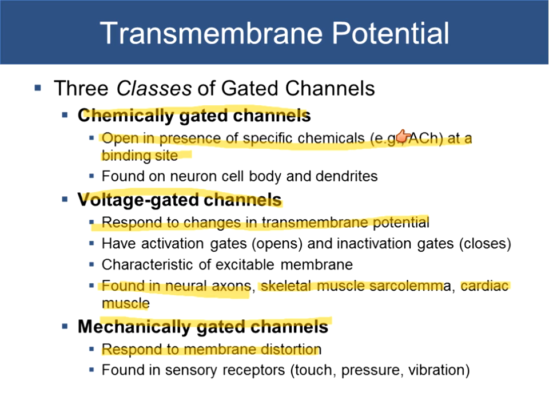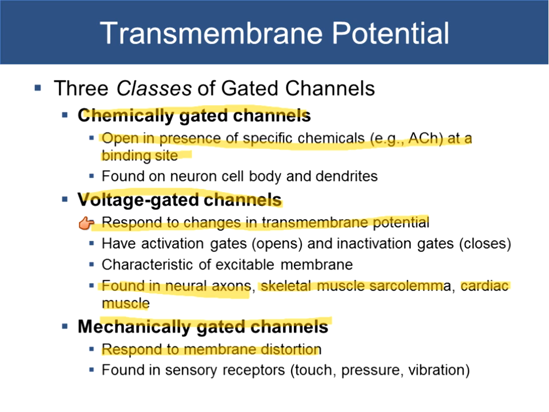But there are various other neurotransmitters. There are about 90 neurotransmitters that we know of, and we'll talk about several of them in the next upcoming weeks. We find chemically gated channels on the neuron cell body, and we also find them on the dendrites as well. Voltage-gated channels aren't going to respond to chemicals being released and binding on the motor end plate or binding onto the postsynaptic cell.